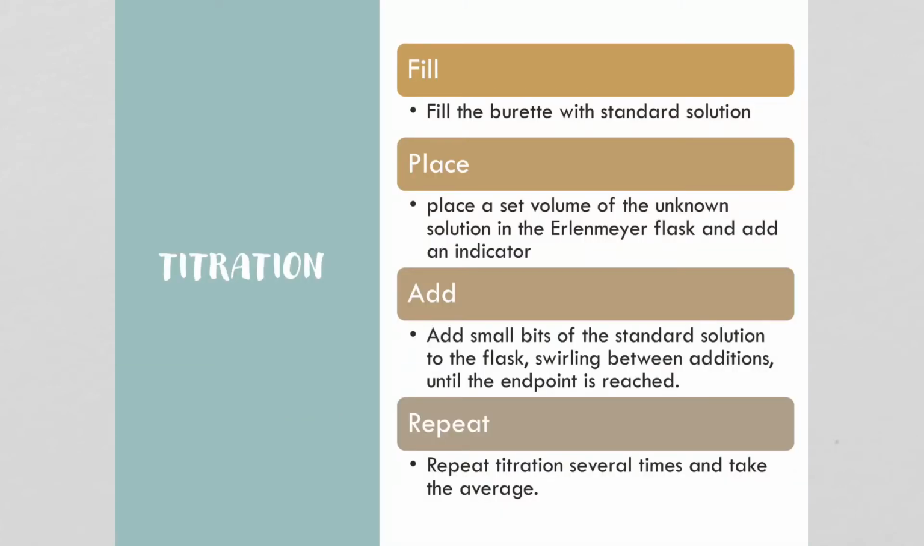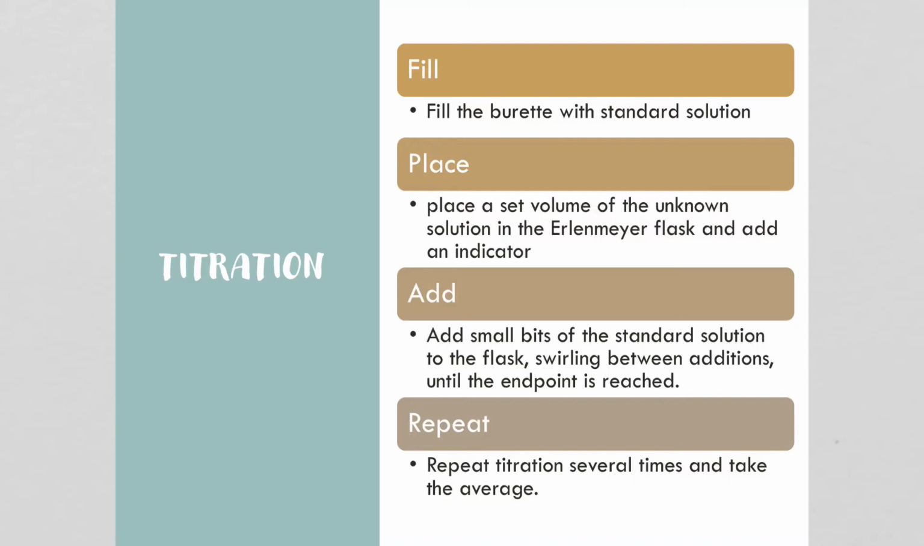So to perform a titration, you would fill the burette with the standard solution, so the one that you know the concentration of, and then you're going to place a set volume of the unknown solution in the Erlenmeyer flask and add an indicator. So an indicator will change color when you reach a certain pH. It will help you know if your reaction has completed.